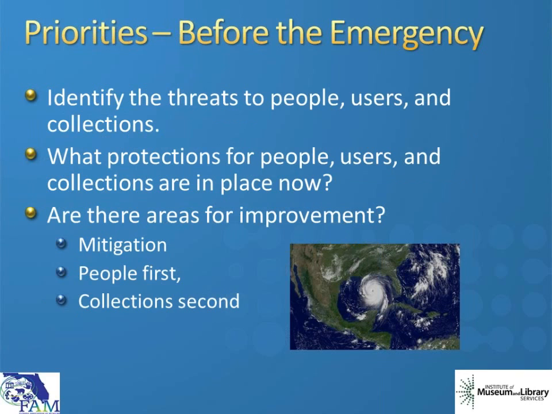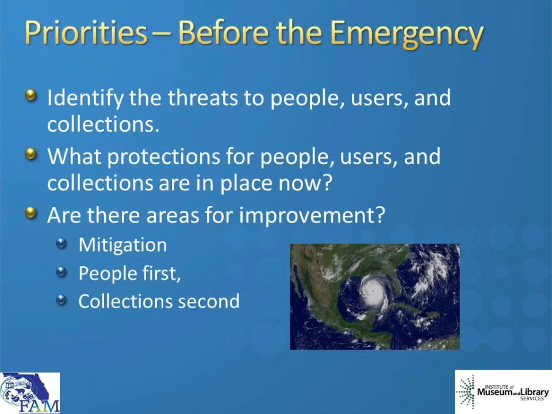Now, focusing on some of the things that we can do before the emergency, we've done a little bit of that today already in our discussion, and that is identifying the threats to people, to the users, and to the collections. We've talked about some of those threats. Some of these threats can be unique to your own facility, so if we're planning, you need to identify these kinds of things. Of course, we all talk about fire, flooding, vandalism, broken windows, being in basements, that kind of thing. But if you can try to identify the major threats to people, users, and collection, that will help you.